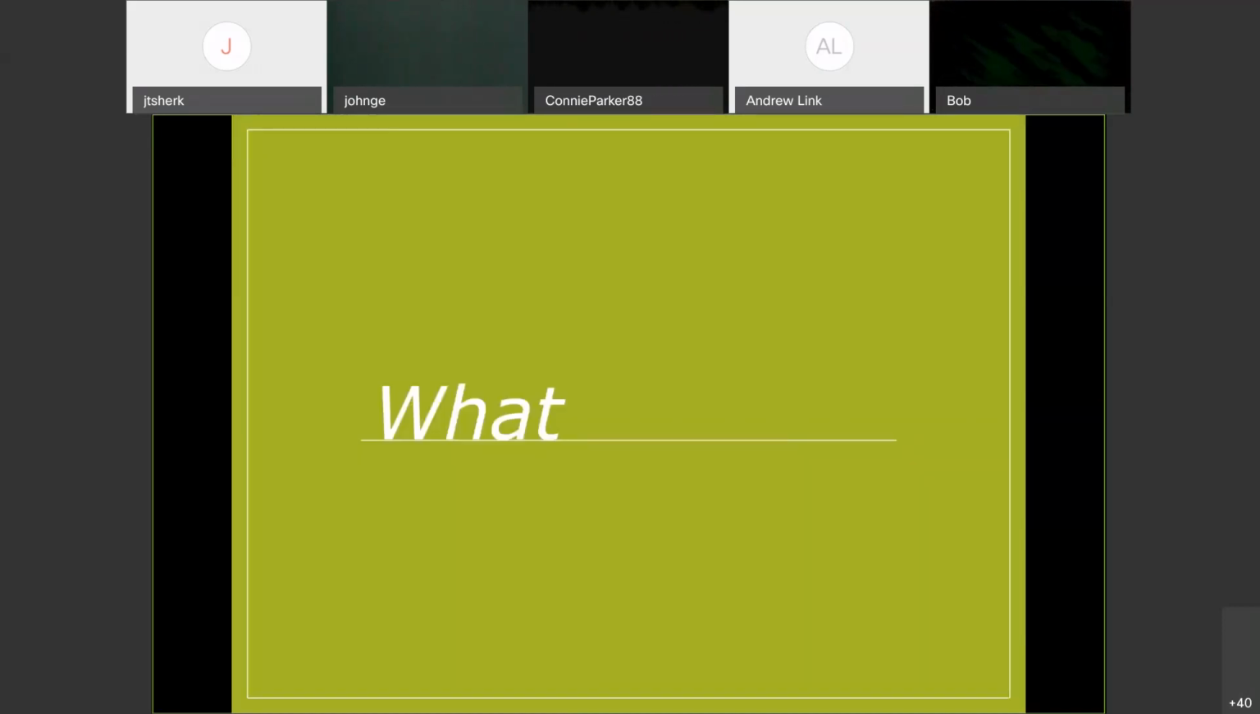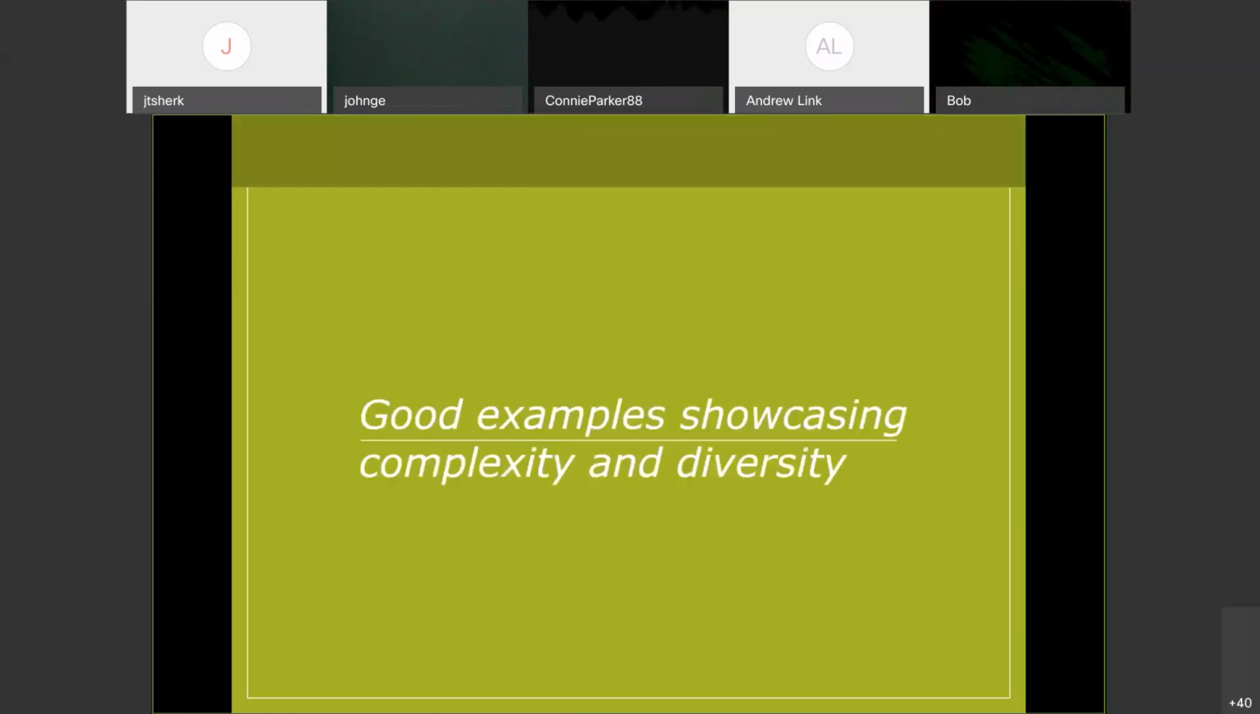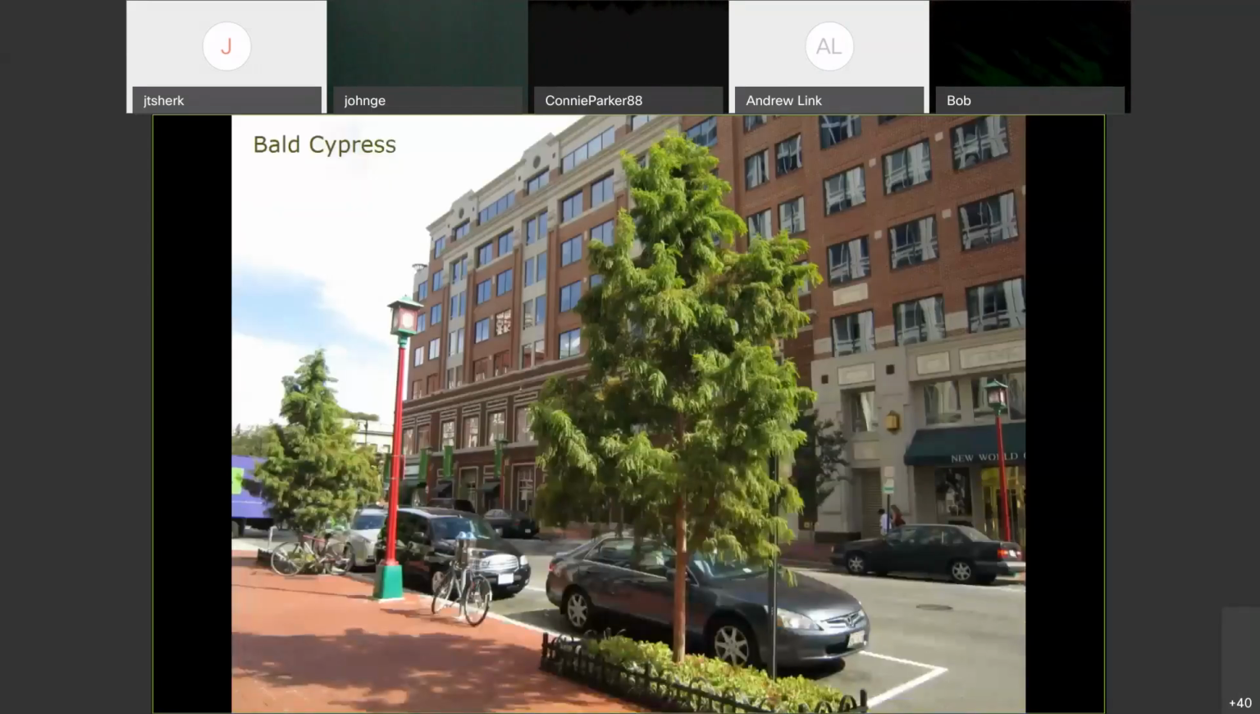So as in nature, and we just mentioned, complexity is key. So what are some good examples of complexity and diversity? These are just some images that I've put together to show that. Here we see a bald cypress growing in a streetscape, probably in a tree pit that's maybe 6 to 8 feet long, maybe 3 feet wide, and hopefully 4 feet deep. Why do we choose a bald cypress for this stressful urban environment?